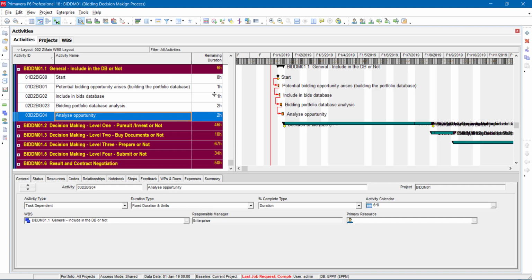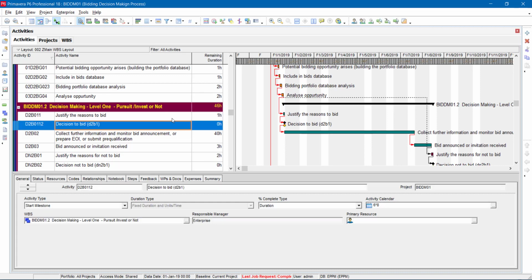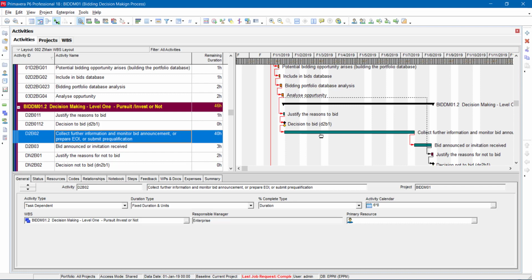I put 2 hours, 2 hours, 1 hour, 1 hour. This is an estimate. You can change it, but I think this is the minimum and the best time to do it in an effective way without costing the company a lot. Then comes the decision to pursue or invest in this bidding activity. After analyzing the opportunity, we say yes, keep it in the database, and we accept that we are going for bidding for it, and we decide to collect information and pursue this opportunity.